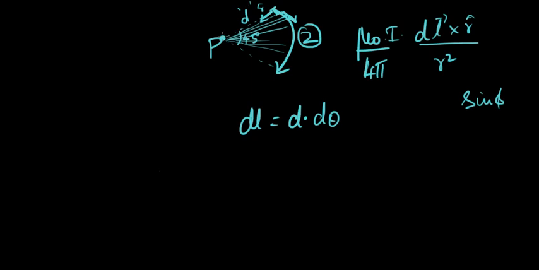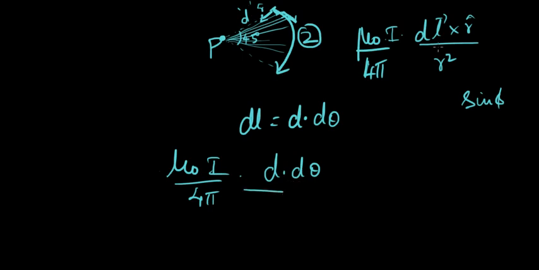So we can get the magnetic field at point P due to 2 with this formula. Mu naught I over 4 pi. For dl, we're going to write d times d theta. Don't get confused between this d and this d. This is the radius. That's what they've given us, right? And this d theta is a part of the angle, basically. And the distance, basically, is again r squared, I mean, r squared can be written as d squared. And we got to integrate this.